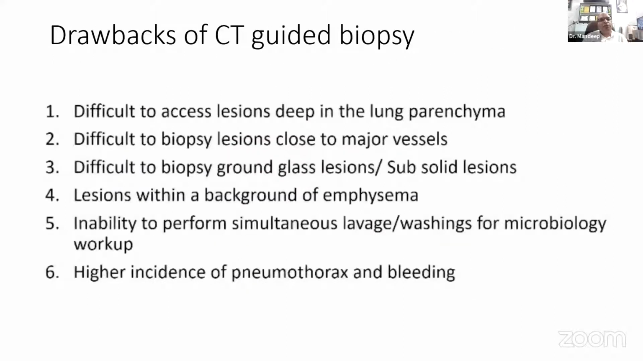And drawbacks of CT-guided biopsy: it is difficult to assess lesions deep in the lung parenchyma, difficult to biopsy lesions close to a major vessel, difficult to biopsy GGOs and lesions within the background of emphysema. There is a high risk of pneumothorax with CT-guided procedures, and inability to perform simultaneous lavage and bronchial washing, because in India, nodules can also be due to TB and other causes. And we like to have fluid also.